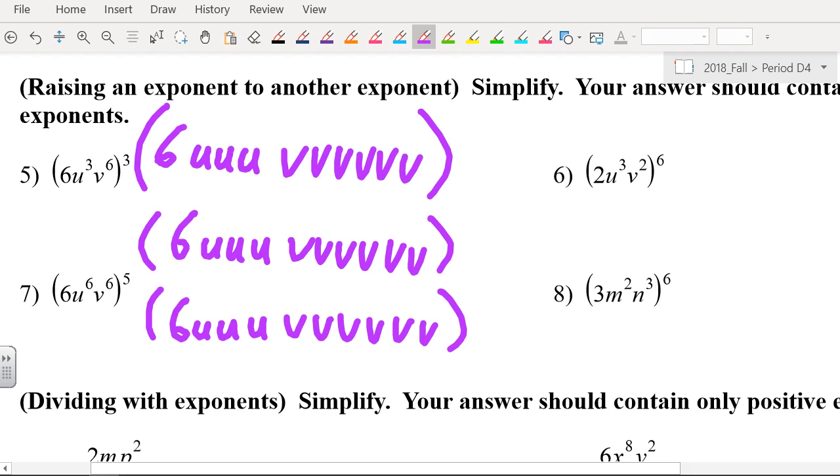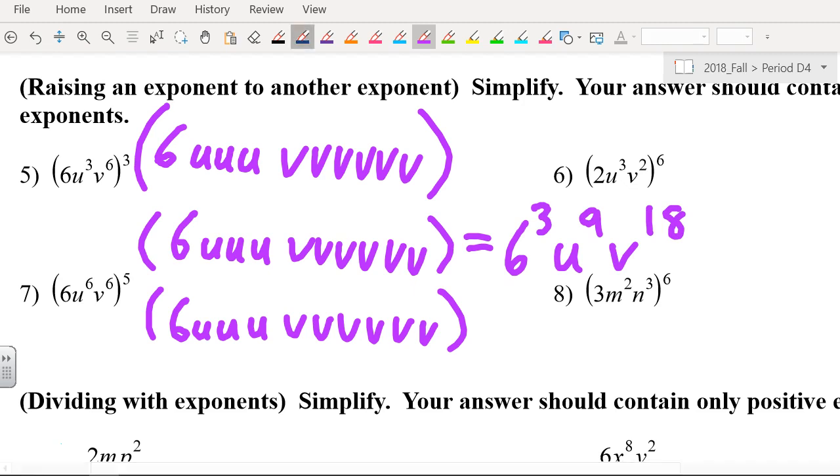Okay, and what's our final answer, sir? So your final answer would be, you don't have to multiply it out. With exponents, it would be how many 6s? There are 3 6s. Right, 3 6s. So 6 to the 3rd times u to the 9th, and times v to the 18th. Right? So the shortcut is just multiplying 3 times 6, 3 times 3, and 3 times 1.